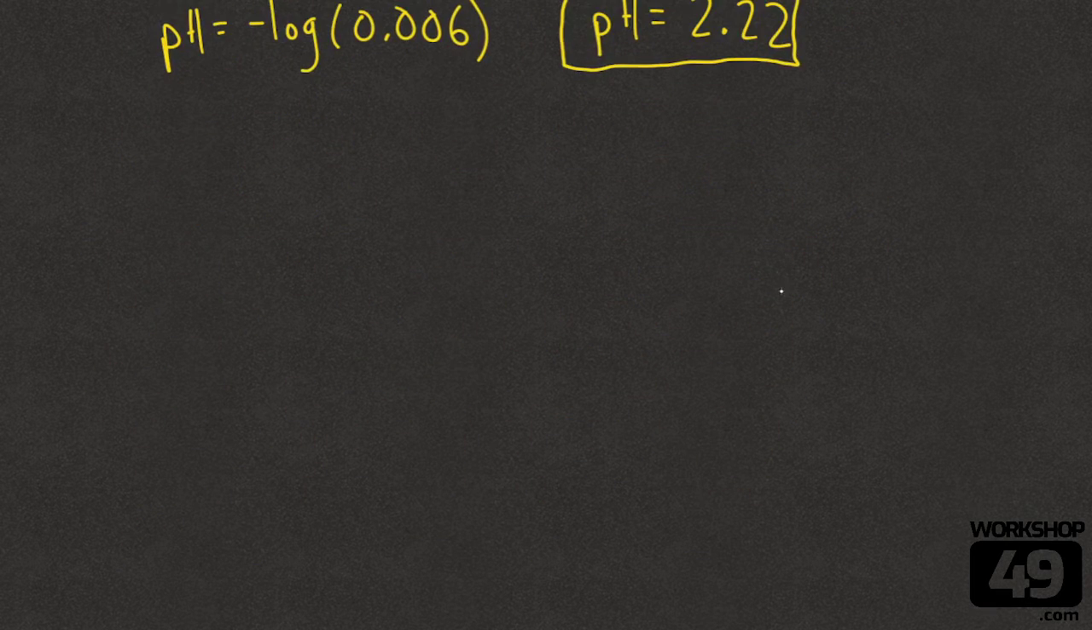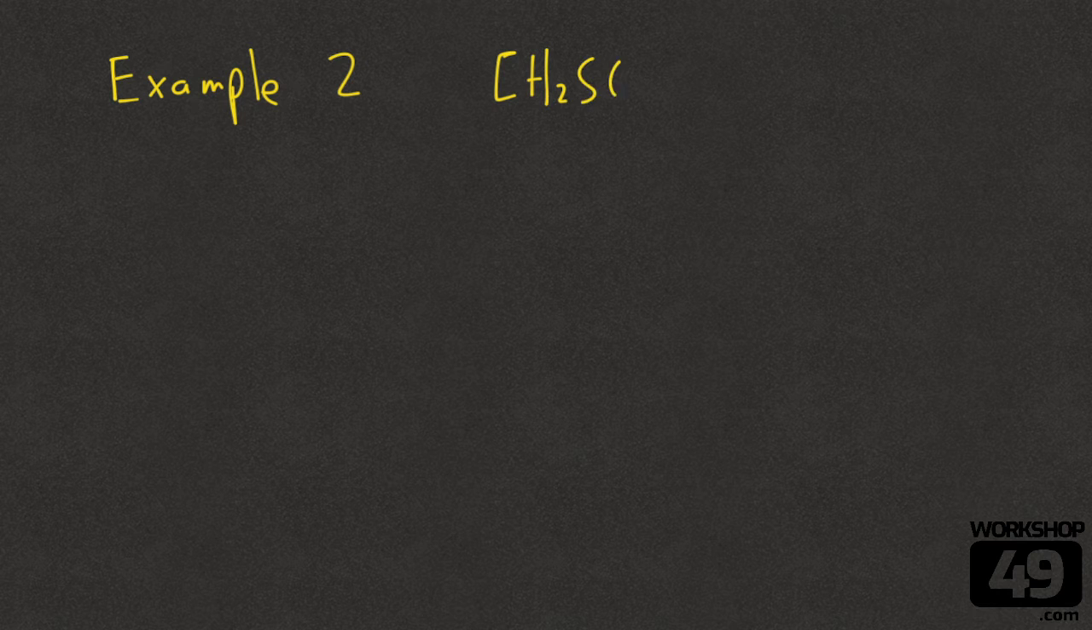Let's scroll down. We're going to do a second example here. For our example number 2, and we'll be assuming full dissociation of this one as well, we're going to start off with a concentration of sulfuric acid that is equal to 3.6 times 10 to the negative 6. Sulfuric acid's different than hydrochloric acid because it can donate 2 H+.